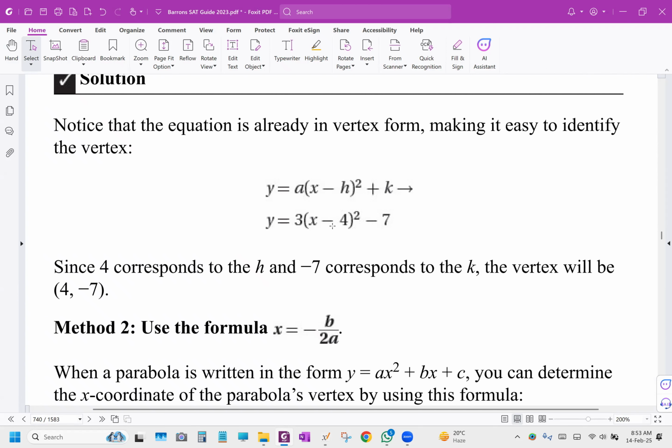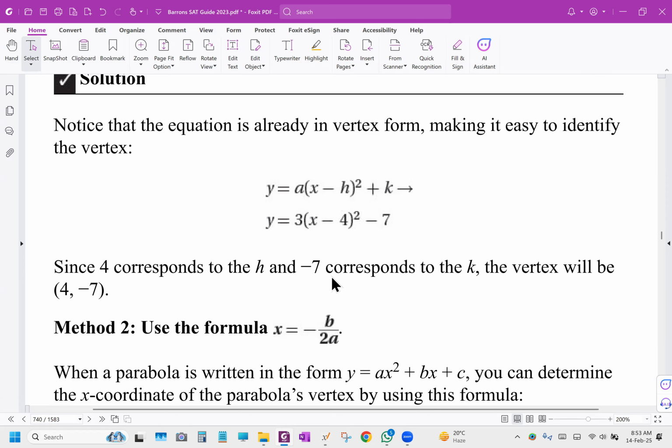How is the 4 coming? Because we can see that the 4 has the negative sign. Then how is the positive 4 becoming h? Can you please tell me that? I'm just asking you.